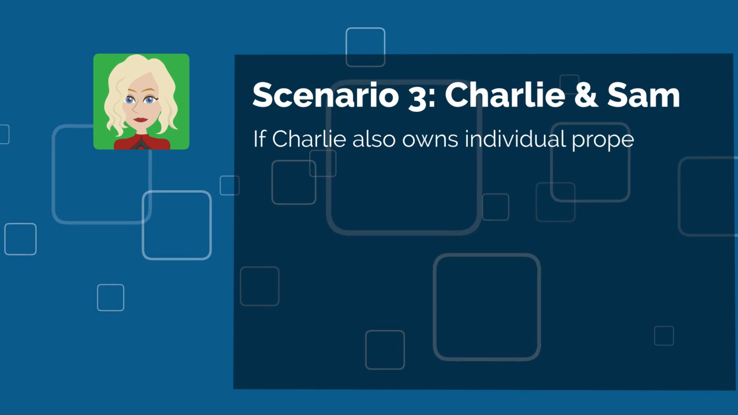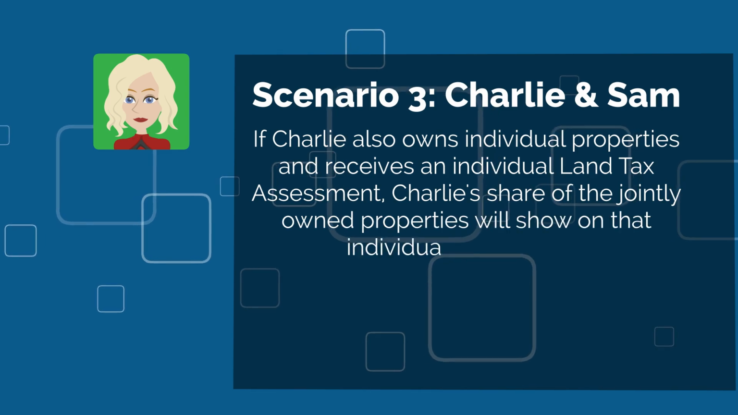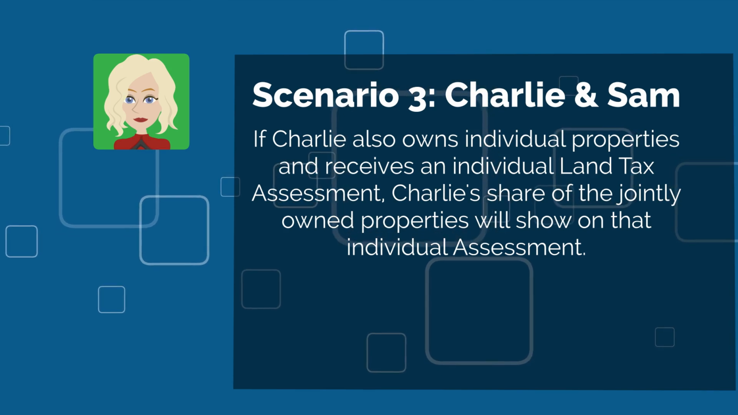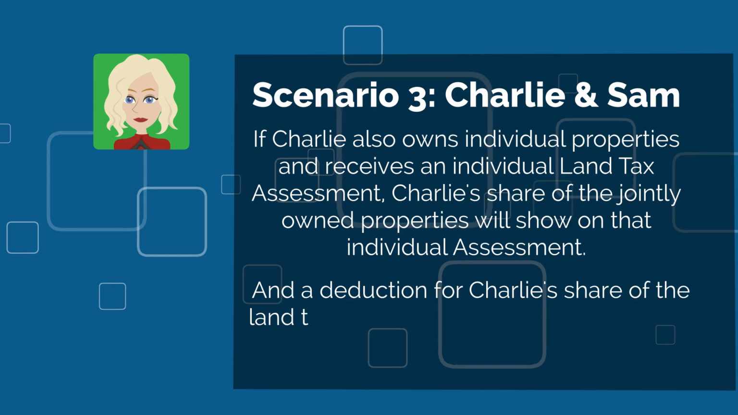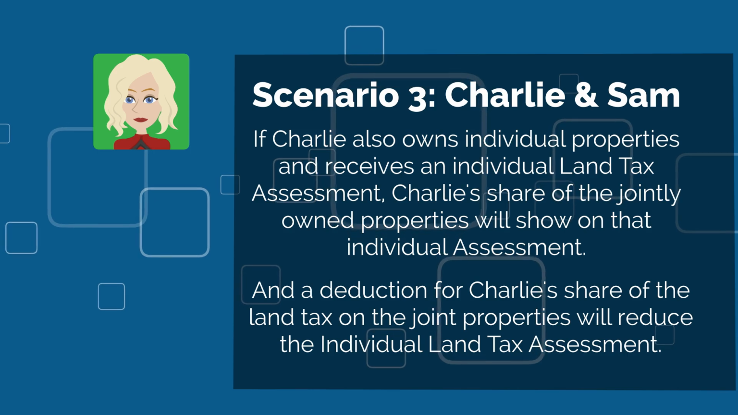If Charlie also owns individual properties and receives an individual land tax assessment, Charlie's share of the jointly owned properties will show on that individual assessment, and a deduction for Charlie's share of the land tax on the joint properties will reduce the individual land tax assessment.